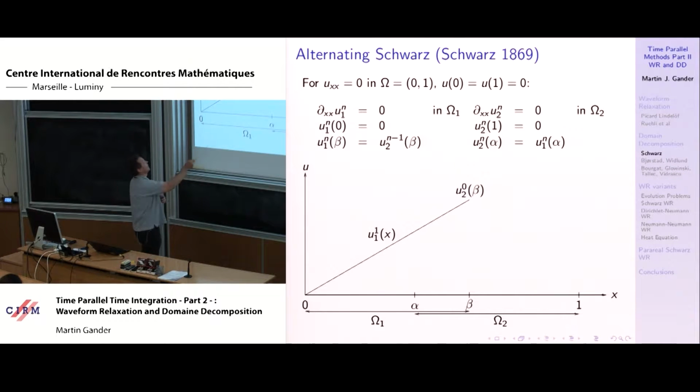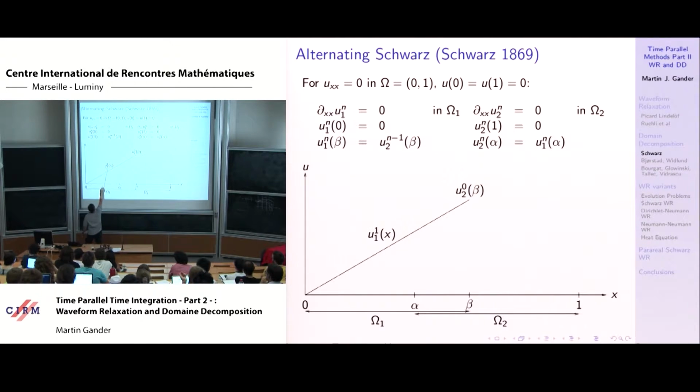So I take Laplace's equation on the interval 0, 1 with homogeneous boundary conditions. So the solution is 0, I want to calculate. And I do a Schwarz method, which means I decompose the domain into 2 subdomains. You see one subdomain and the second subdomain. The overlap is from alpha to beta.